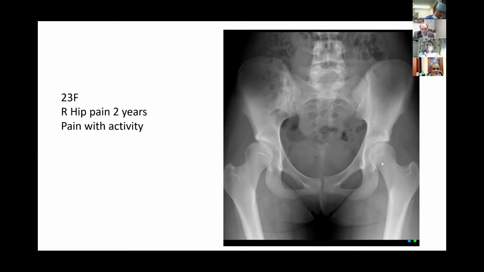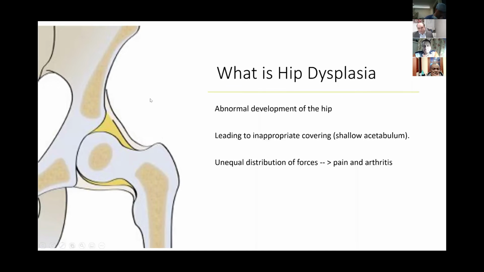Thank you. That was very well put. Adult hip dysplasia is basically the same as hip dysplasia in pediatrics. It's either residual from the childhood period or unrecognized dysplasia from the childhood period. The problem is that because we've got a shallow acetabulum and inappropriate covering, the forces on the acetabulum are not well distributed. Patients then complain of pain because of the unequal distribution of forces, and that would then lead to arthritis.